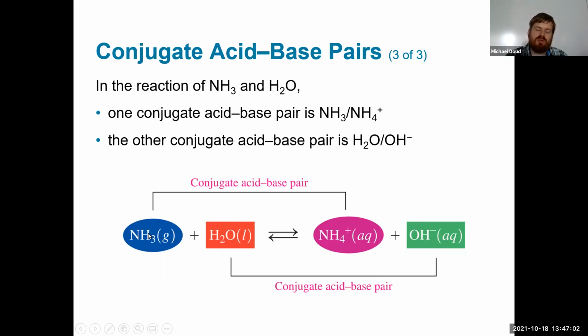So the base in the forward direction becomes the conjugate acid in the reverse direction. And likewise, the acid in the forward direction becomes the conjugate base in the reverse direction.